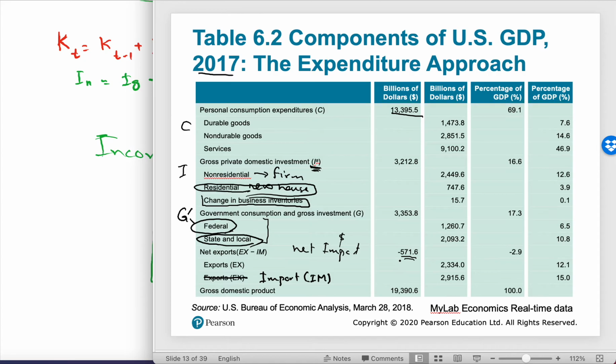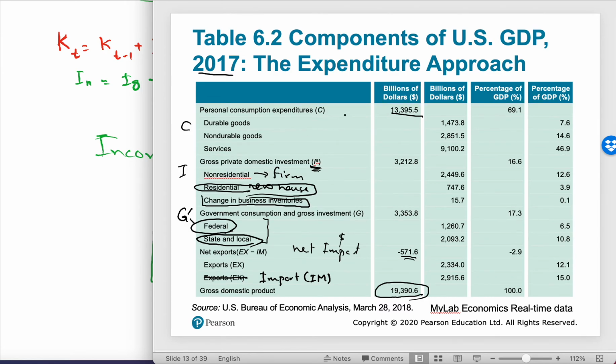Except, like in Saudi Arabia in the mid-1980s, when it became negative. Oil producing countries, most of them have a positive net export. And if you add up this column, this is nearly $20 trillion of GDP in the US economy. And if you divide this by the total GDP, that gives you the percentage.